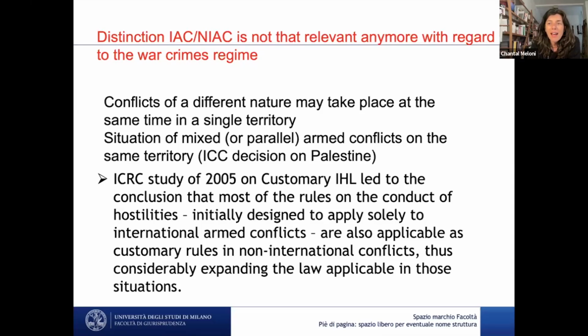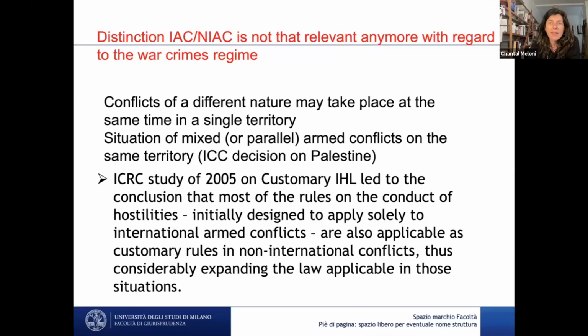It means that the violations of these customary law rules, by definition, have as a consequence the fact that these are war crimes, also if they are committed in the context of a non-international conflict. So regardless of how you would interpret, including judges, for instance, the situation in Gaza, right?